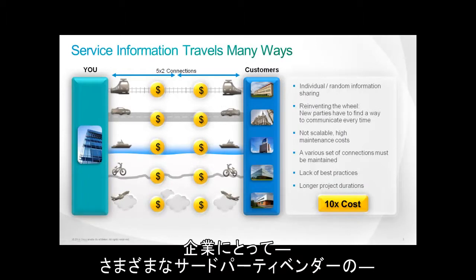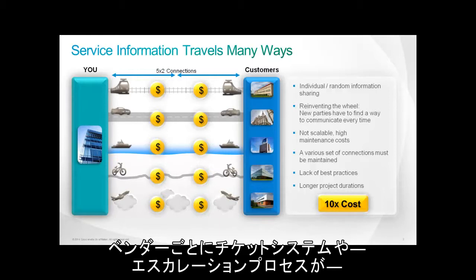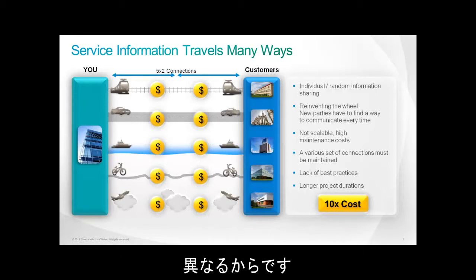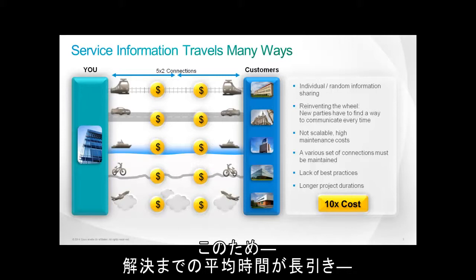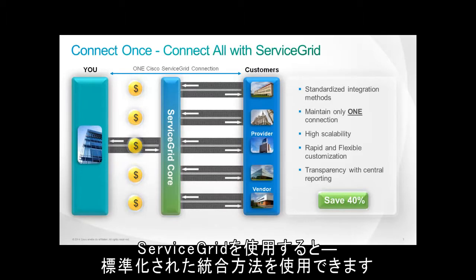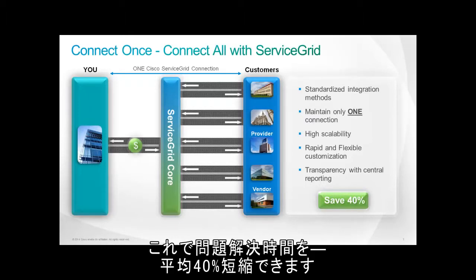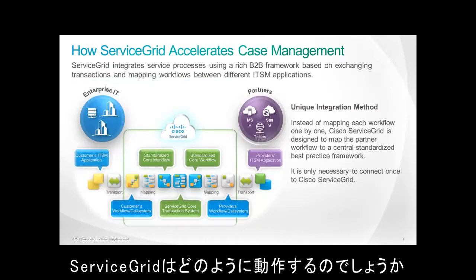For enterprises, managing service cases with many different third-party vendors is a challenge as each vendor uses their own ticketing systems and escalation processes. This creates longer mean time to resolution and can lead to 10 times the cost for issue resolution. By using ServiceGrid, you get standardized integration methods and maintain only one connection to your entire service provider ecosystem. You can save 40% time on mean time to resolution. But how does ServiceGrid do this?